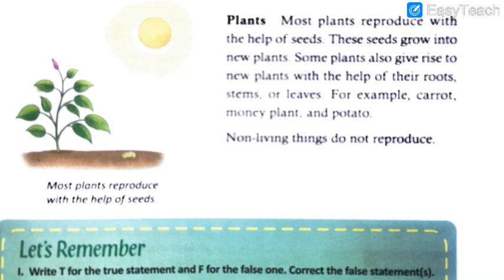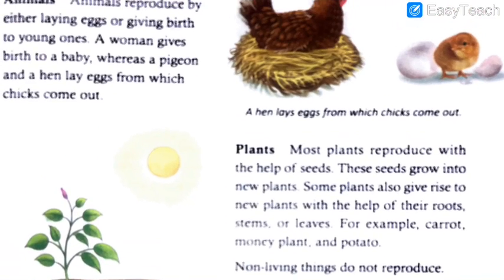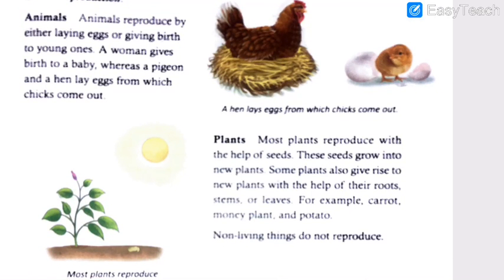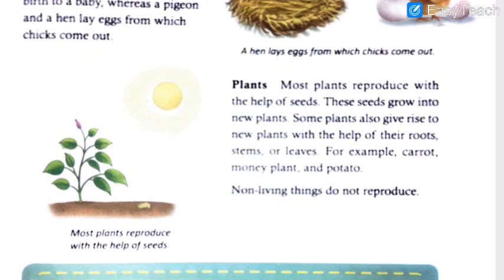So I hope students you understood the topic of reproduction of animals and plants. I would like to repeat it once to give you a brief idea of this topic. Reproduction in animals says that animals can give birth to the young ones, or they can even lay eggs. So these are the two ways for animal reproduction. Whereas in plants, in your textbook it is very clearly given that plants can be reproduced with the help of seeds, or they can be grown by their roots, stems or leaves.